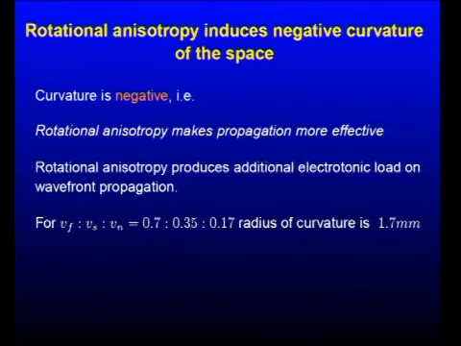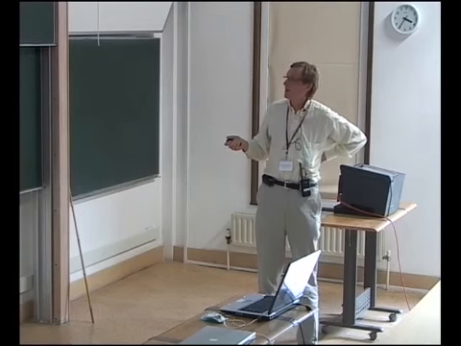So this is a classical type of cardiac anisotropy, rotational anisotropy. And for this case, it is possible to get this formula for curvature. And what does it show? It shows two things. First of all, it shows that rotational anisotropy will induce negative curvature of the space. What does it mean? As I told you, negative curvature means that the front expands faster. Therefore, indeed, it shows us that rotational anisotropy makes propagation more effective, and we have even some measure for it in terms of curvature.